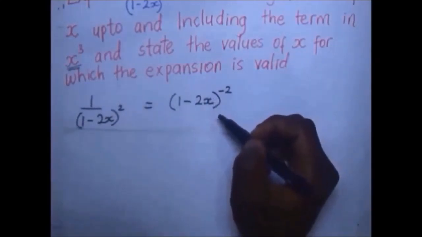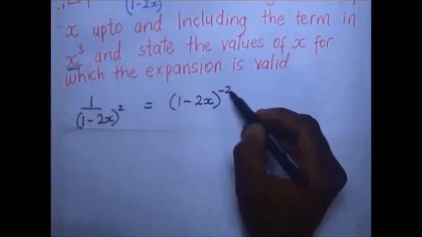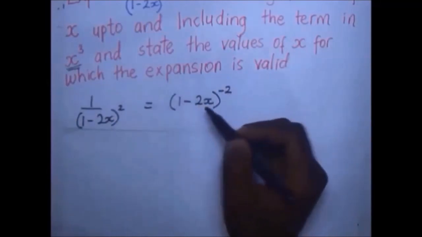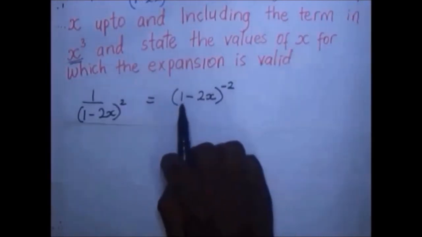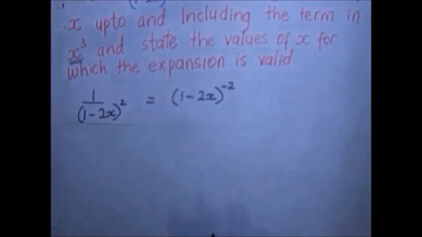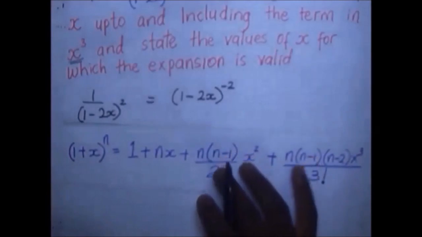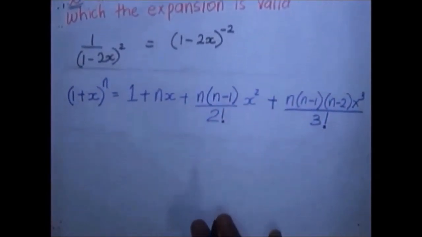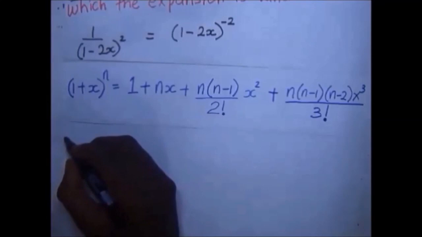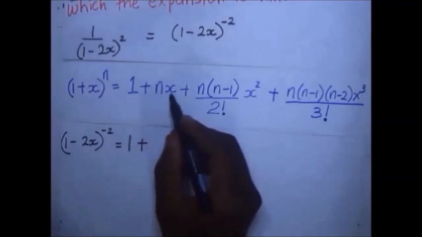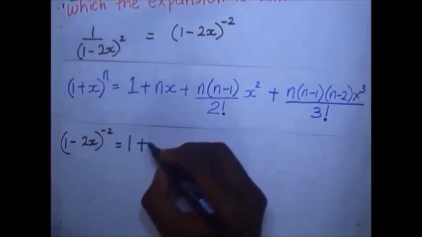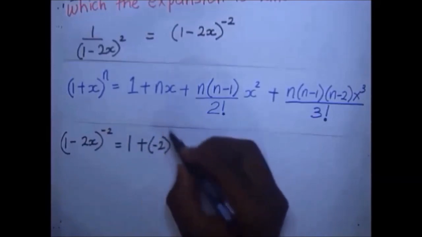Expanding this binomial expression means that our value of n is negative 2. This is our value of a, and that's our value of b. Since it is 1 plus negative 2x, we are going to use this expression to expand it, just like I had introduced it in our earlier videos. So 1 minus 2x to the power negative 2 is going to be equal to 1 plus nx. What's the value of n? It's negative 2. So it's negative 2 times x.